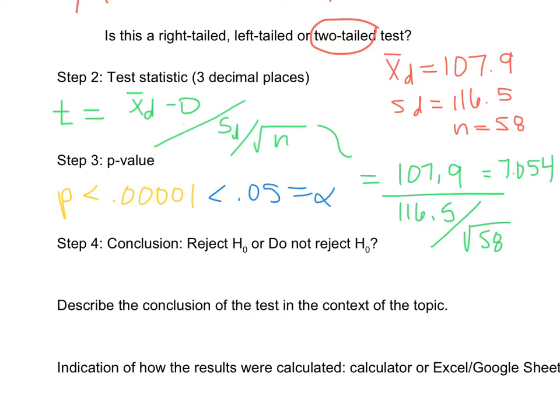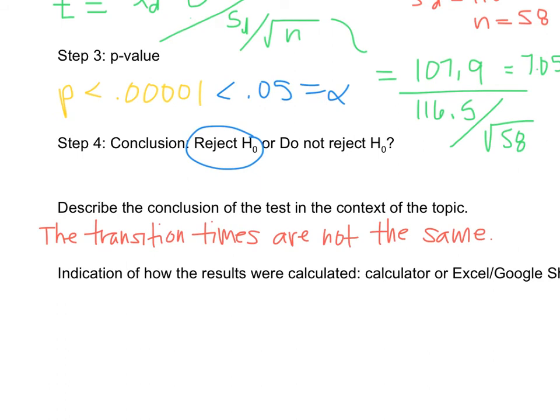For our conclusion, we can see that that is less than any of the significance levels that we might choose, 0.05 or 0.01, and our conclusion will be to reject the null. So the conclusion of the test in context of the topic is that the transition times are not the same. Our null hypothesis was that they were the same, and we rejected that. So we conclude the opposite of that they're the same and to say that they're not the same.